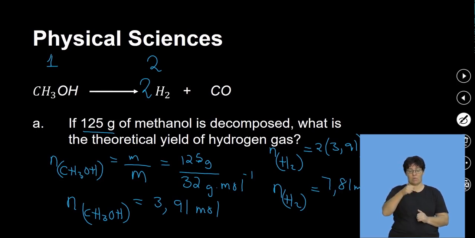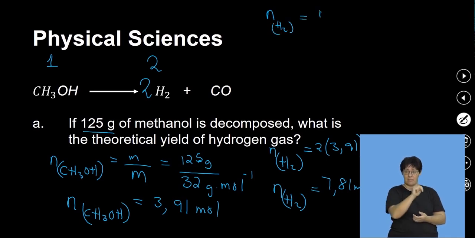But the question asked us to determine the theoretical yield. It should actually be the mass, in grams. So we need to change those moles back to the mass. We know that the number of moles of hydrogen gas is equal to the mass of hydrogen over the molar mass of hydrogen. Now we have the number of moles of hydrogen that will be formed from the 125 gram sample.